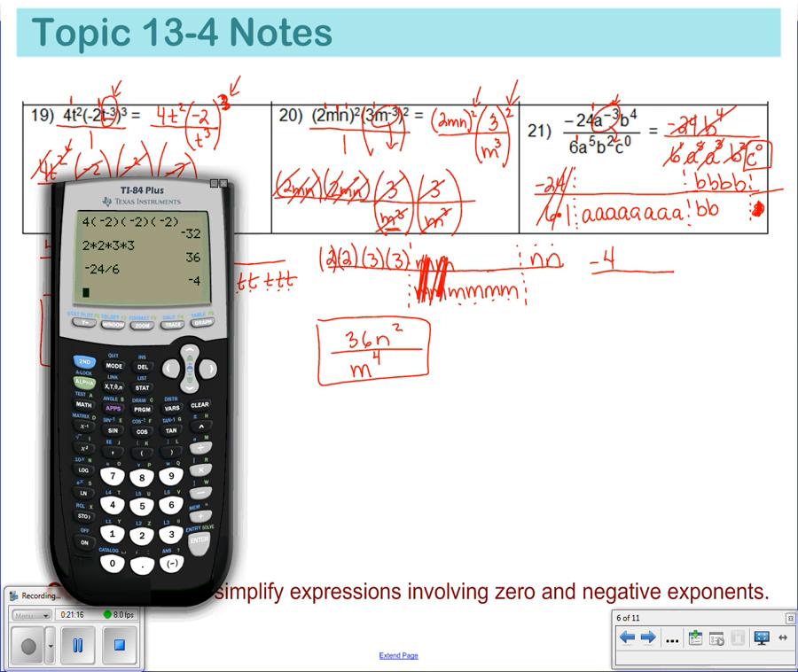Let's look at the letters. All the A's are in the denominator. So I'm going to have A in the denominator. Let's count them up. We got 1, 2, 3, 4, 5, 6, 7, 8. And in the B's, I got top and bottom, top and bottom. I'm left with 2 B's on top, so B squared. So my final answer is negative 4 B squared over A to the 8th. This concludes our topic on simplifying expressions involving 0 and negative exponents.